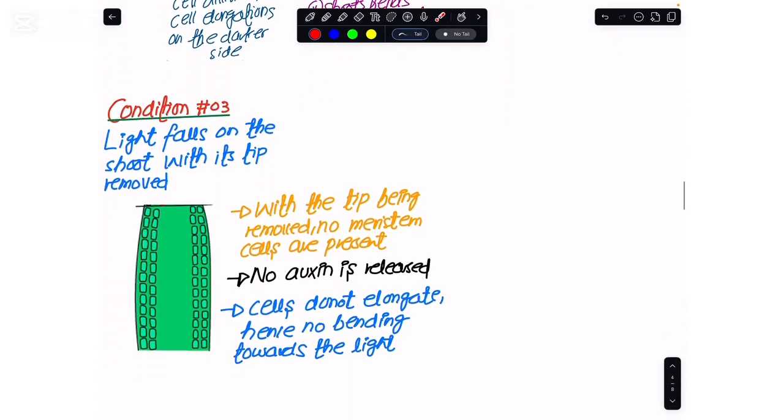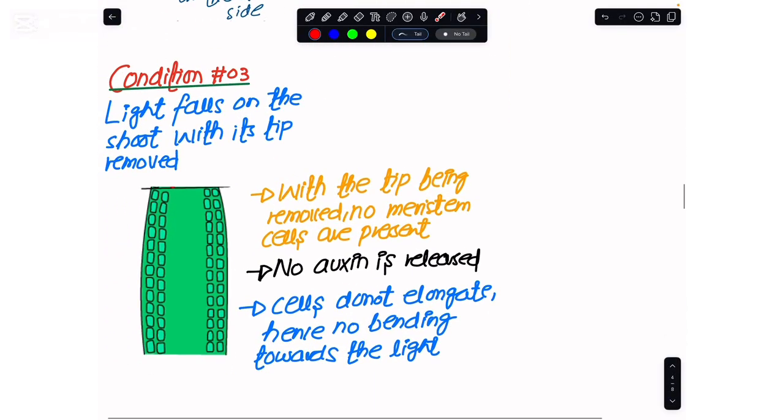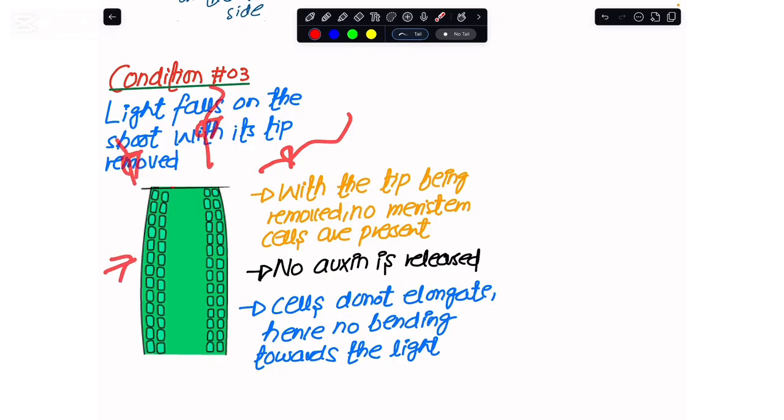Now, moving onward, here we have this third scenario to consider, where I have this shoot tip and I have cut the top part of the shoot tip. No matter from wherever I expose the light to this shoot, ultimately it would not show any kind of bending.